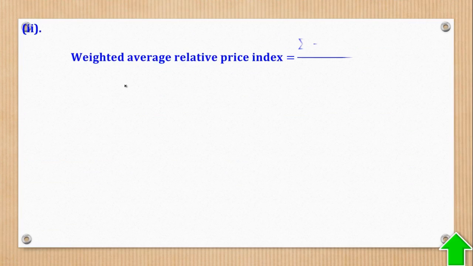Now, what about weighted average price index? So still we have to quote the formula for weighted average price index. And this is the formula: price in the current year over price in the base year multiplied by the weight over summation of all the weights.